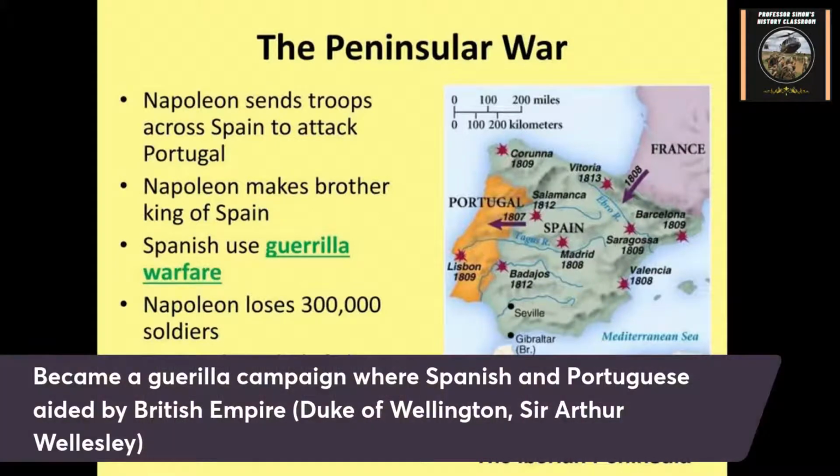The Spanish and Portuguese, especially the Portuguese, were backed by the British. They came into Portugal, like Lisbon, and under the Duke of Wellington, Sir Arthur Wellesley, they began to give them direct military aid that would help to defeat Napoleon later.